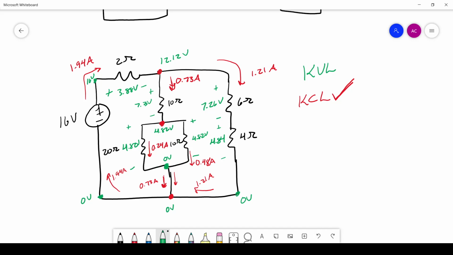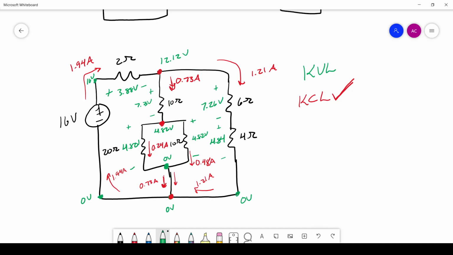Let's try something even more complicated. So, let's start from here. Then let's go up here, and we have a rise of 4.82 volts, a rise of 7.3 volts, so now we're at 12.2 volts, and we drop 7.26, drop 4.84, and we're back to 0. So KVL is satisfied here.